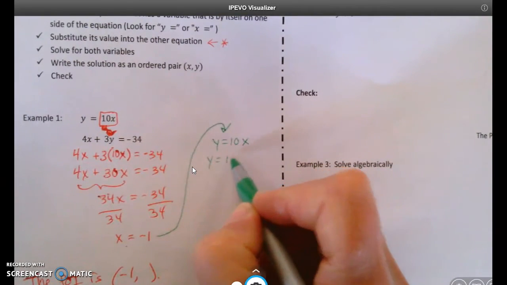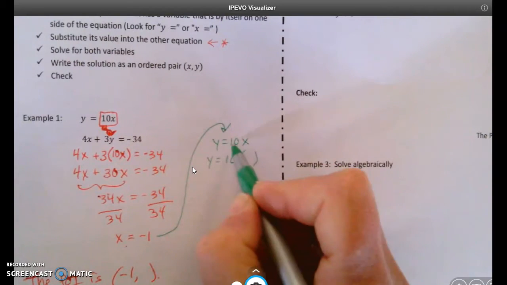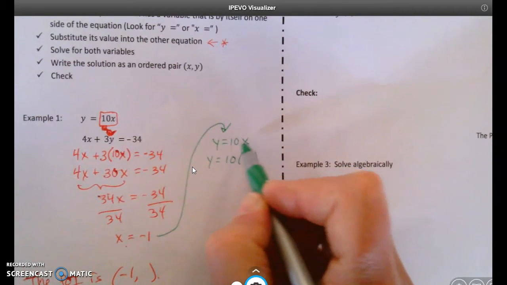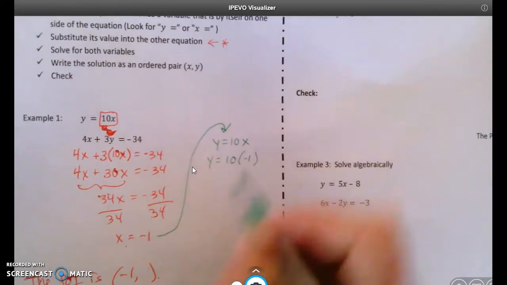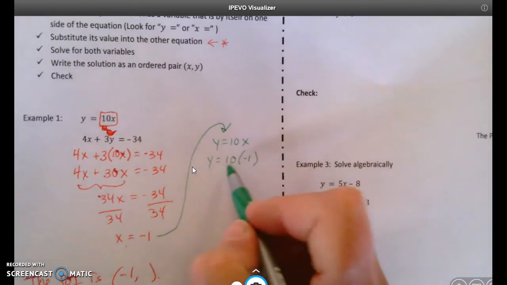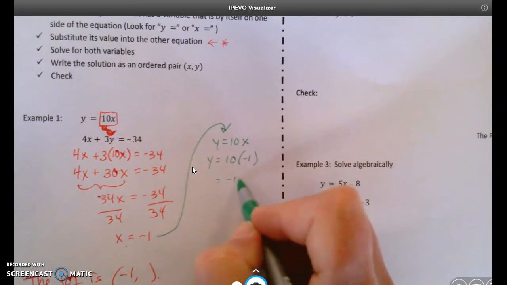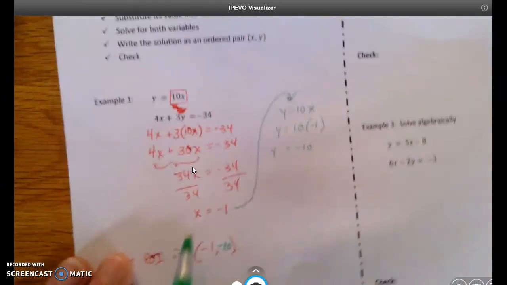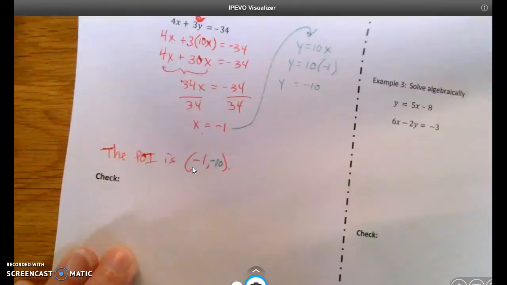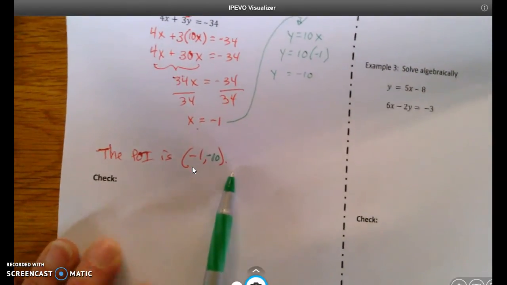So I know that y equals 10 times, remember this coefficient and this variable are attached, so they're multiplying together, 10 times the value of negative 1 that we found down here. Well, of course, 10 times negative 1 is negative 10. Now I know the other half of my POI. So remember, your points of intersection get written up with the x coordinate first and then the y coordinate.